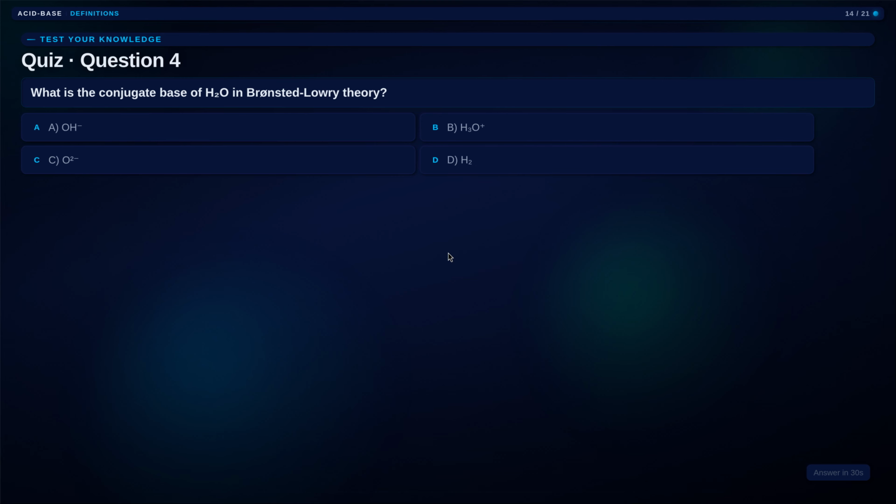The conjugate base forms when an acid loses a proton. Water minus H plus gives OH minus. H3O plus is the conjugate acid of water, formed when water gains H plus.